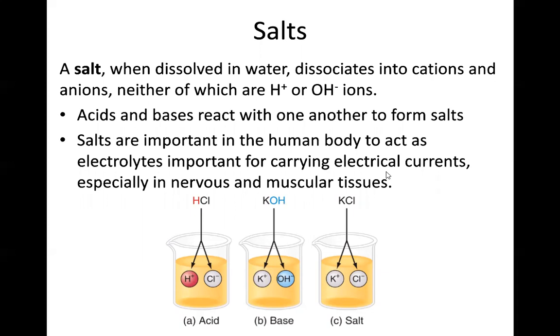Salts are important in our human body to act as electrolytes, important for carrying electrical currents, especially in our nervous and muscular tissues. In our next unit, when we first introduce a system, the nervous system, we're going to be talking a lot about action potentials, the nerve signals, same thing. So we'll get really familiar with sodium, potassium, especially Na+, K+, and to a lesser degree, but still important, Cl-, chloride.